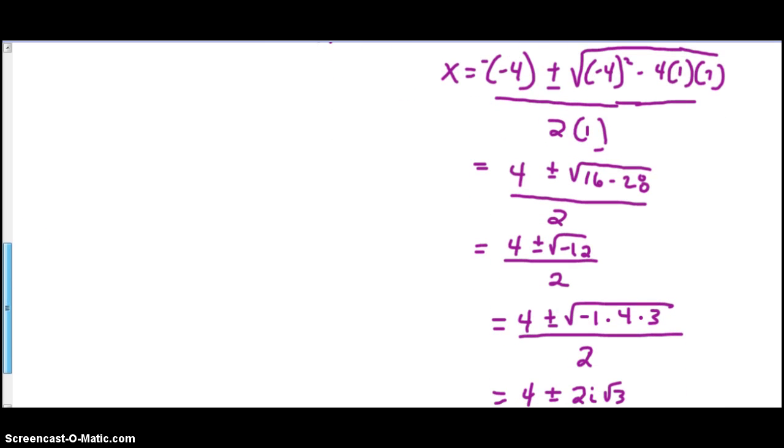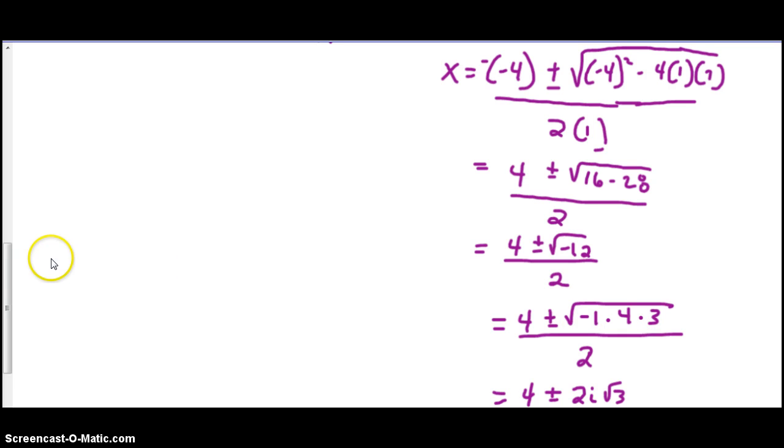Alright, so then we're going to simplify our radical. 16 minus 28 would be negative 12. Then we look to keep simplifying that radical. So negative 12, remember, would be negative 1 times 4 times 3. The square root of negative 1, remember, is i. The square root of 4 is 2. And the square root of 3 is not a perfect square, so we'll leave that inside.